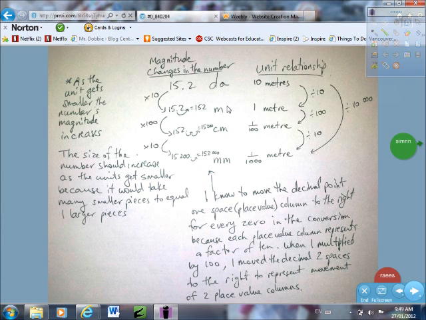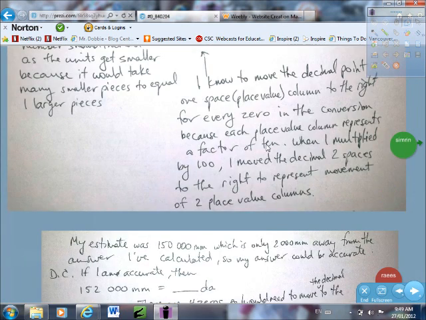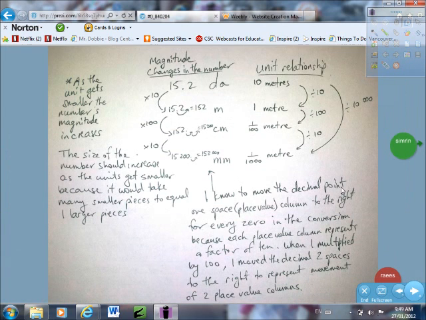From meter squared to centimeter squared, well, now it's not just applying meter, but meter times meter. And here we're talking about zero movement. Move the decimal point over one space in terms of place value columns to the right for every zero in the conversion, because each place value column represents a factor of 10. So every time you multiply by a factor of 10, you're moving one unit conversion, and you're also moving one place value space.